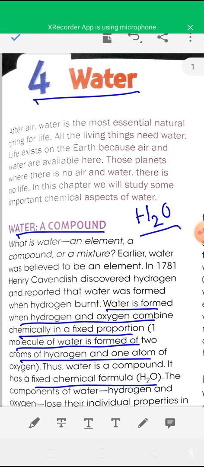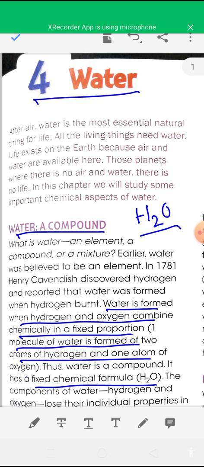The topic is water. So first you have to know what is water. Answer: water is a chemical compound and the chemical formula of water is H2O. Water is formed when hydrogen and oxygen combine chemically in a fixed proportion. That is, a water molecule is formed when two hydrogen atoms combine with one oxygen atom.